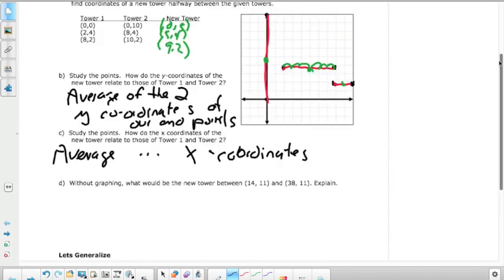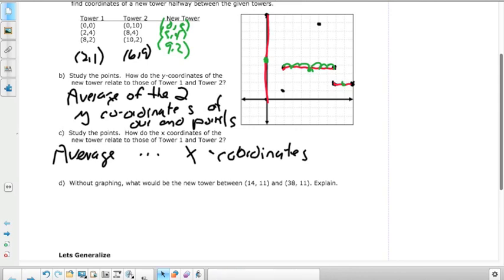Here's another example. We've got one tower at (2, 1). Another tower at (6, 9). How do we find the middle of those two towers? So here we've got (2, 1), which puts us right here, and (6, 9), so 2, 4, 6, and 9 is up here. Where do you get the 2 and 1 and 6 and 9? I just made up those towers.